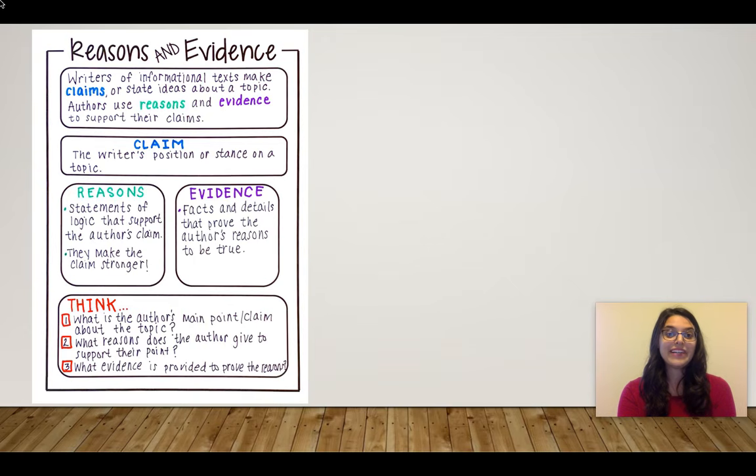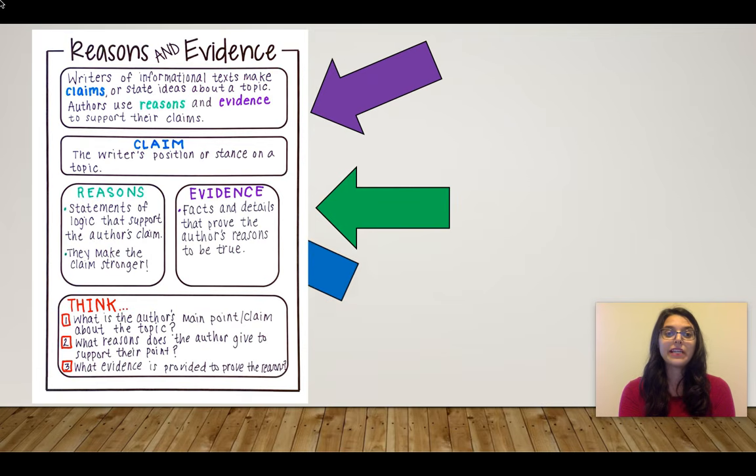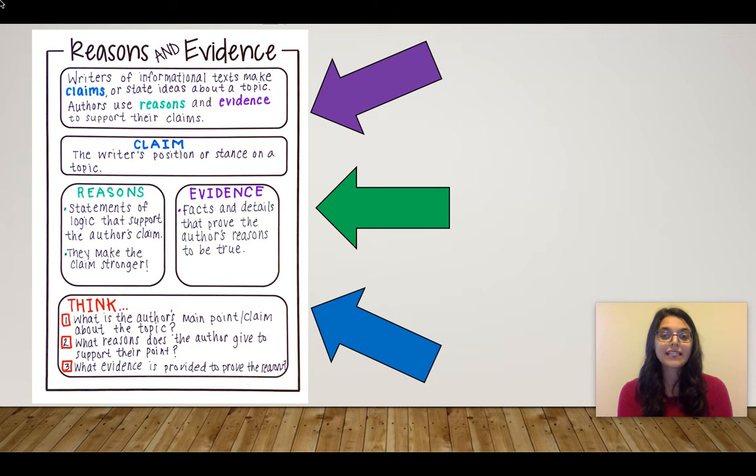All right, there you have it. Now you know all about reasons and evidence by talking about our keywords, claims, reasons, evidence, and you can tie that all together. So go ahead and read those informational texts and think, what is the claim? What is the point? Where are my reasons? And did they back it up with evidence?